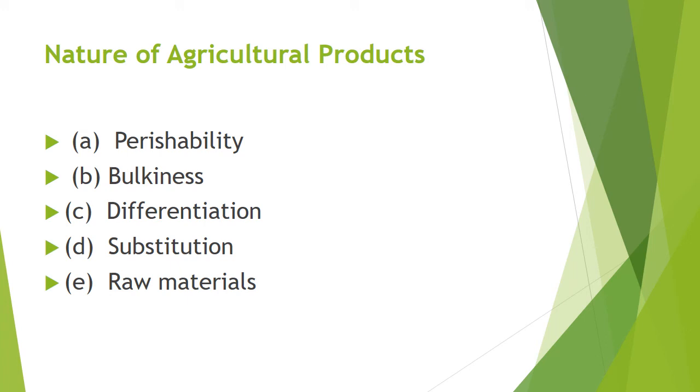Looking at perishability, agricultural products are highly perishable, being highly susceptible to adverse weather conditions such as excessive heat, dryness, or wetness. They easily deteriorate under unfavorable conditions and lose value. They therefore have to be disposed of quickly, either by consumption or sale.